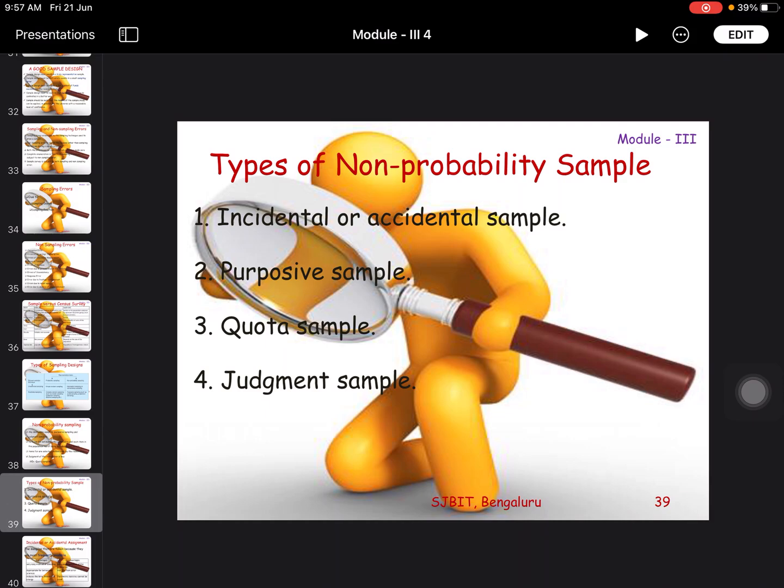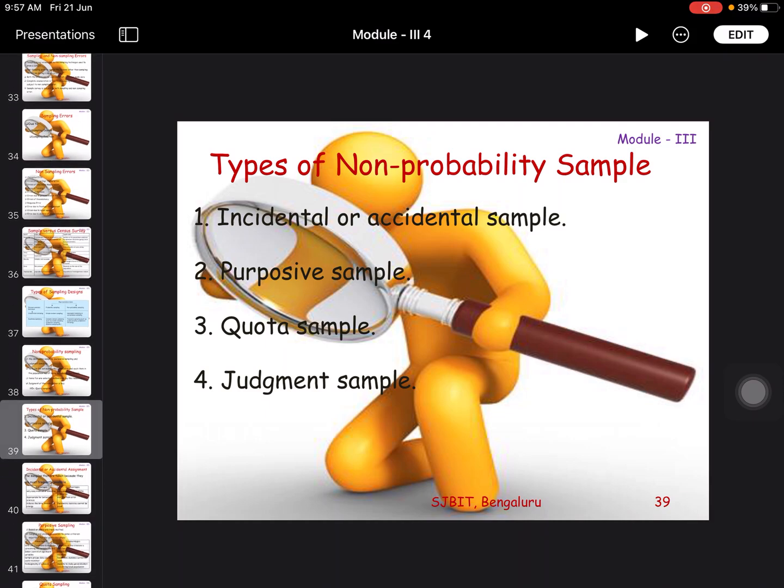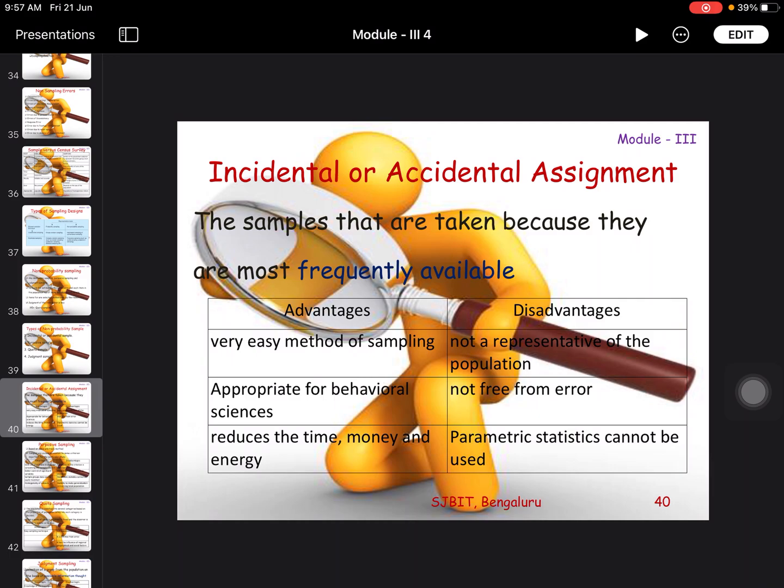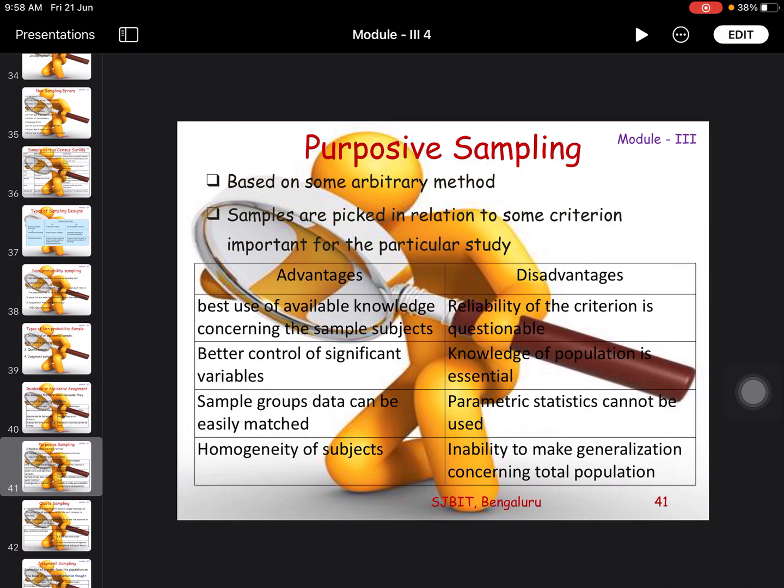Non-probability samples are purposive, accidental, quota, and judgment samples, where the incidental or accidental one has its own advantages and disadvantages. It is a very easy method of sampling, appropriate for behavioral sciences, and it reduces time, money, as well as energy. Disadvantages are that it is not free from errors, as it is not a representative sample, so we cannot use those parameters strongly.